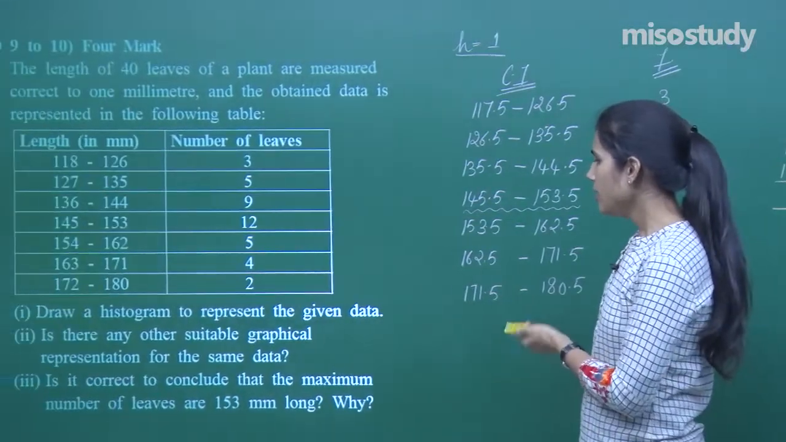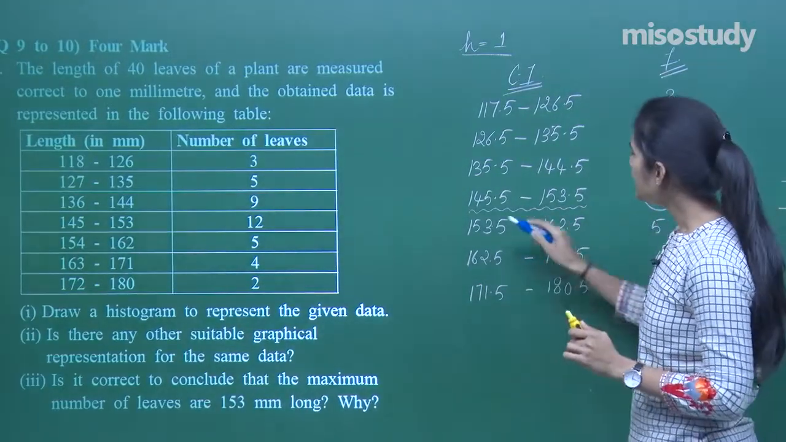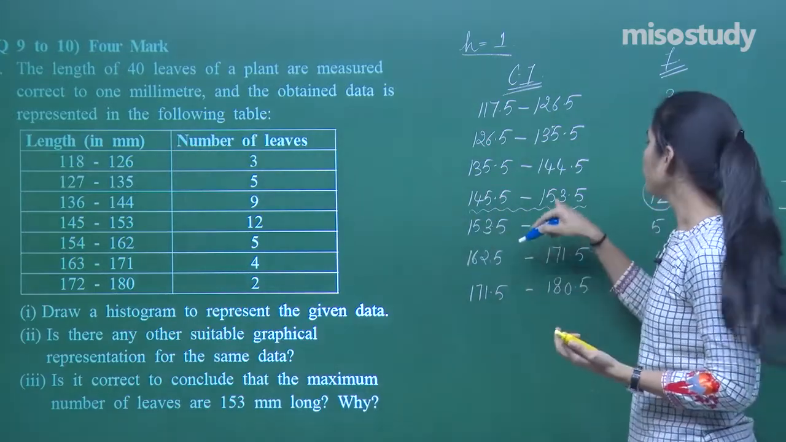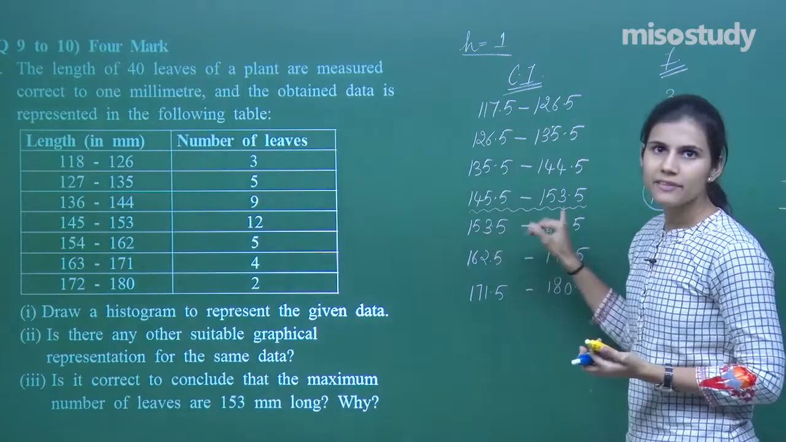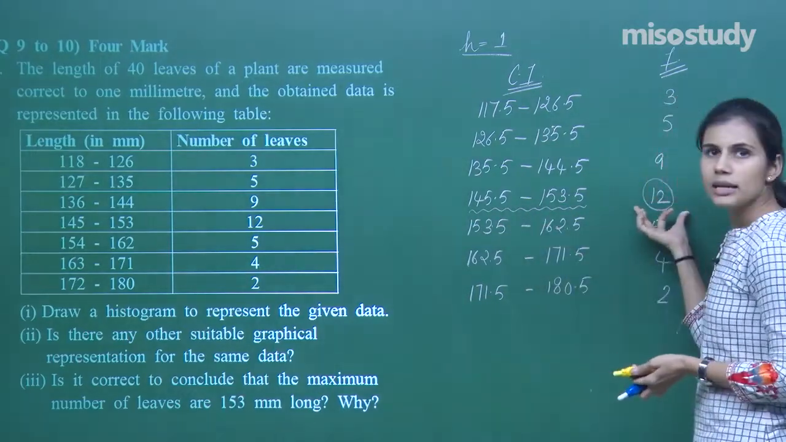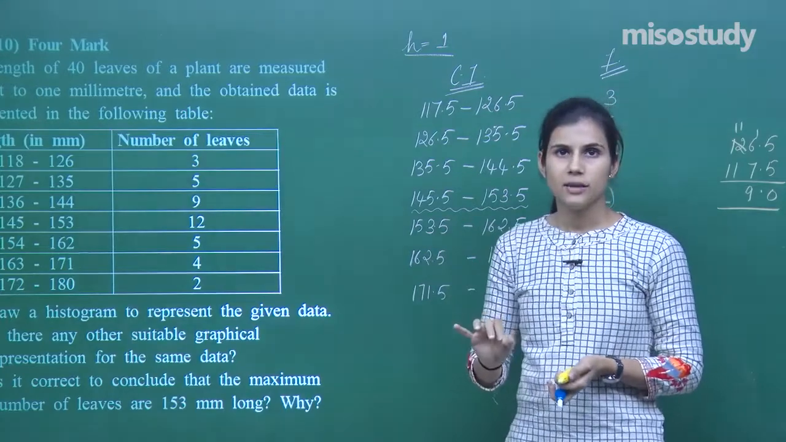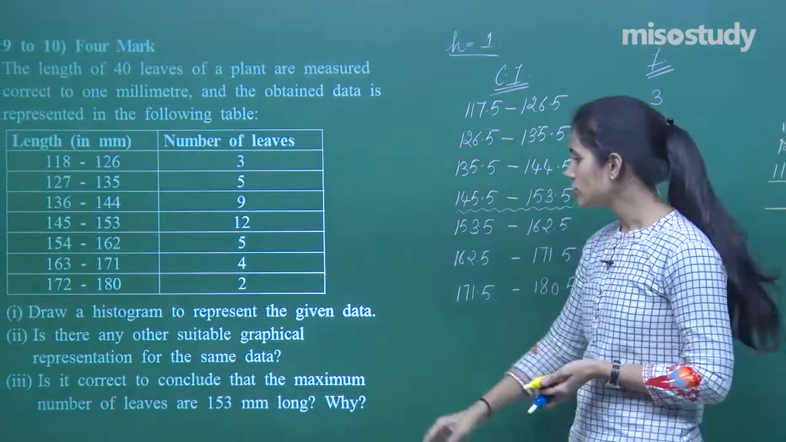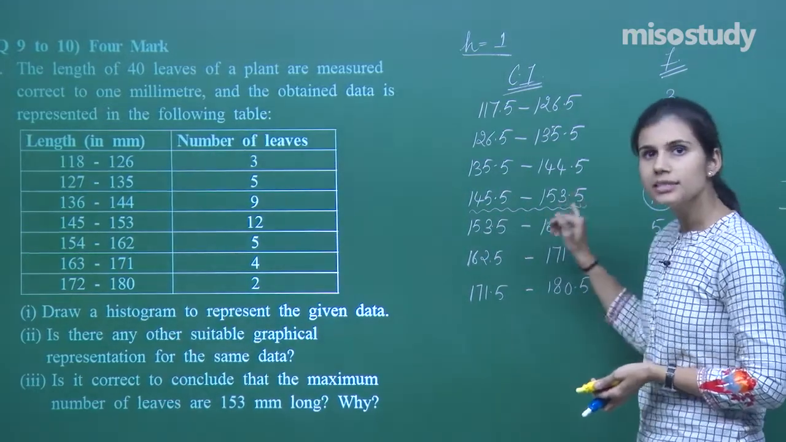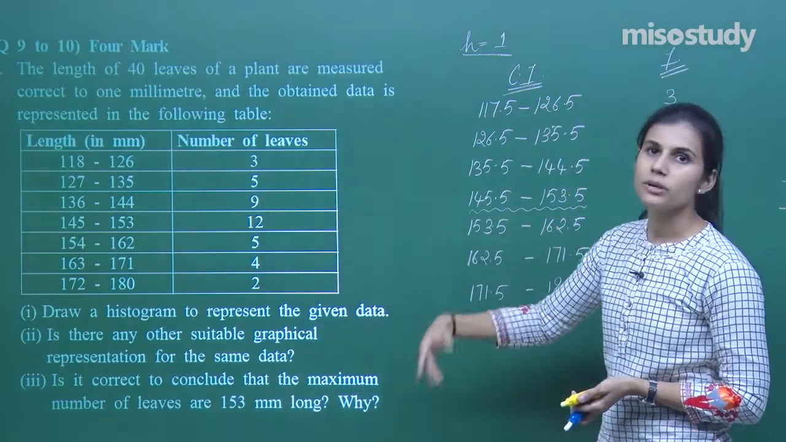Can we say that the maximum number of leaves are 153 millimeters long? Yes, 12 is the maximum number of leaves whose length is lying in this range. But in this range, many values are lying, 145.5 up till 153.5, class size is 9. So maximum number of leaves are having length lying in this range, but that doesn't mean exactly 153 is the maximum length or the largest length. So this is wrong. 153 is lying in this range, but only 153 is not lying. So I cannot say 153 is that particular length which maximum leaves are having.